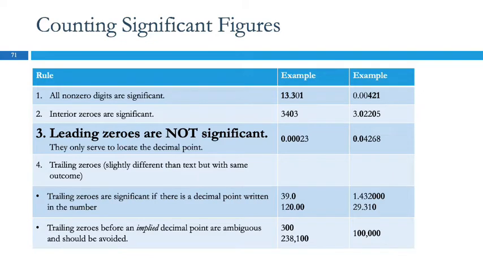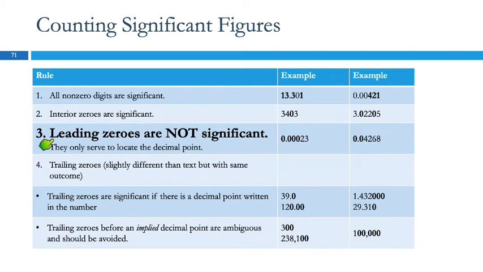If it's zero, then it gets a little more complicated. There's 3 kinds of zeros. So these are interior zeros. So those are zeros that are stuck between non-zero digits. You always count those.